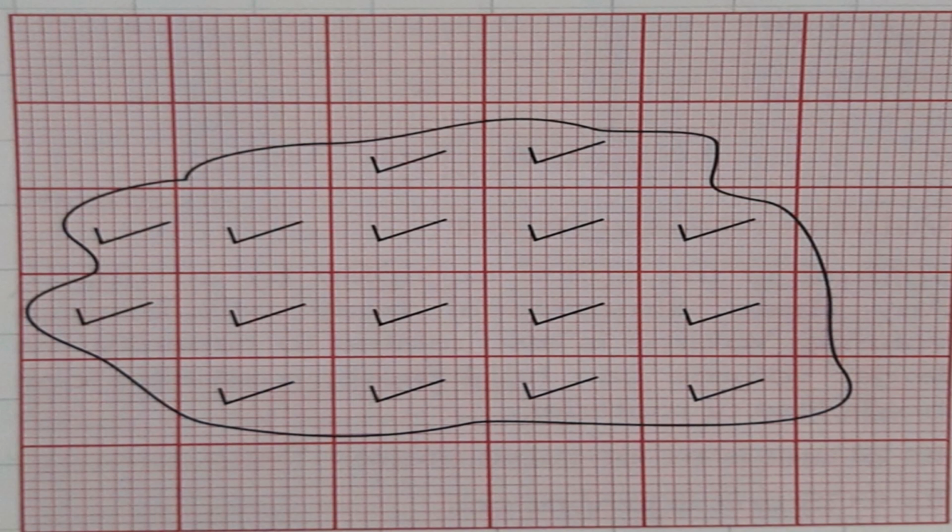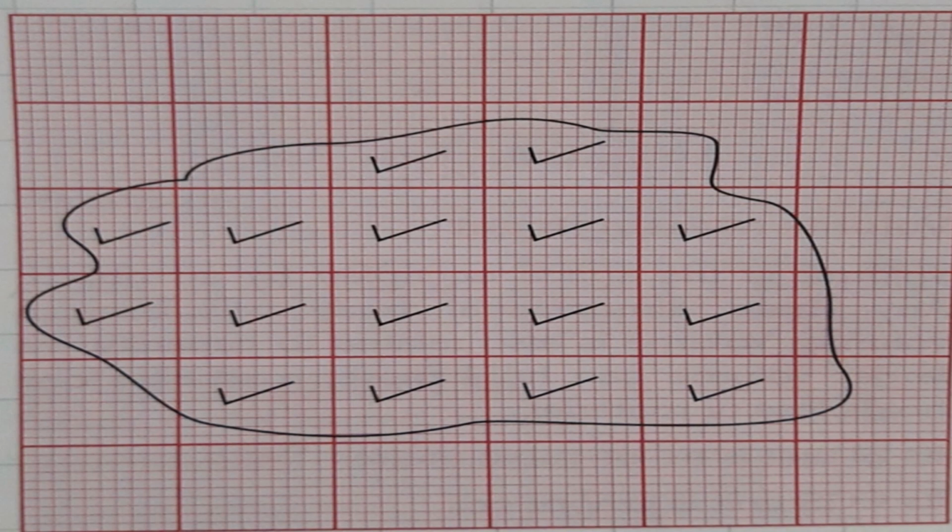Count the squares which are completely covered. 1, 2, 3, 4, 5, 6, 7. Only 7 squares are completely covered.